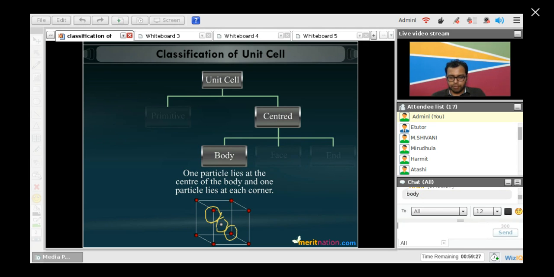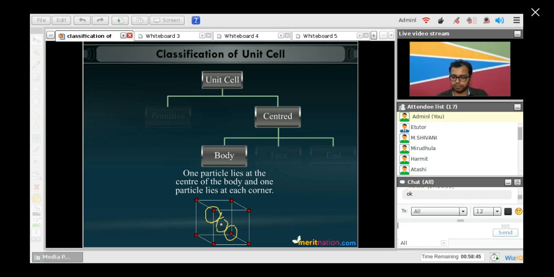Body-centered, we are talking about body-centered unit cells. Body-centered unit cells are those in which the atoms occupy the corners, and there is one atom at the center of the cube as well. So this is lying at the center of the cube. You will have to imagine a three-dimensional box, and there is an atom lying at the center of the three-dimensional box, right? Such a cell is called a body-centered cubic cell.